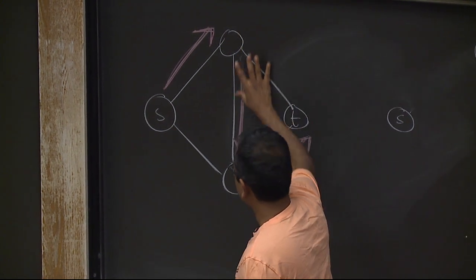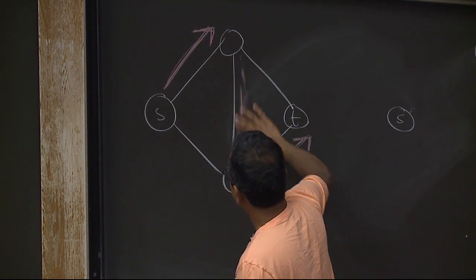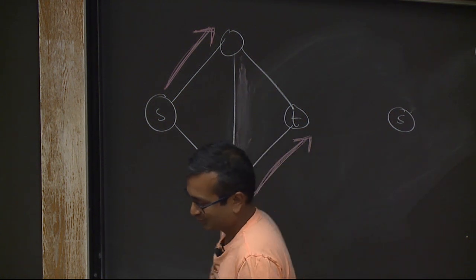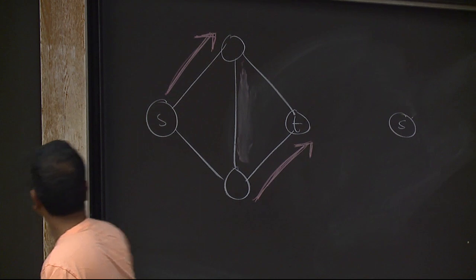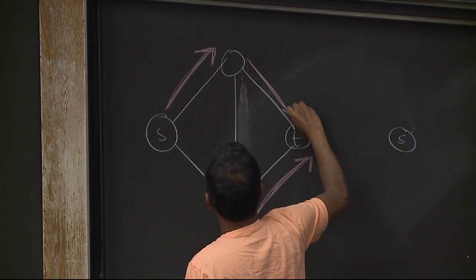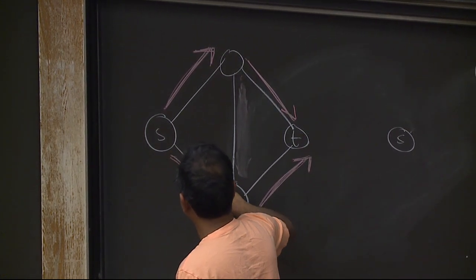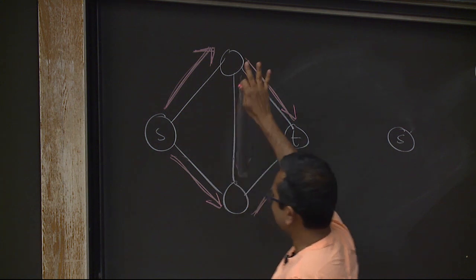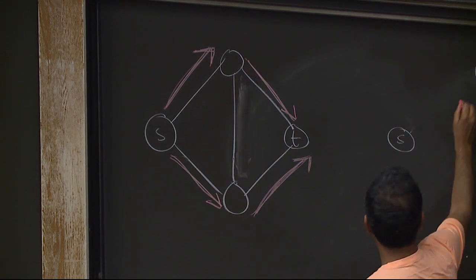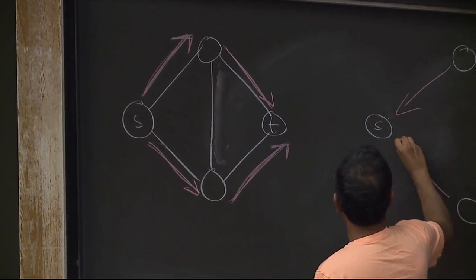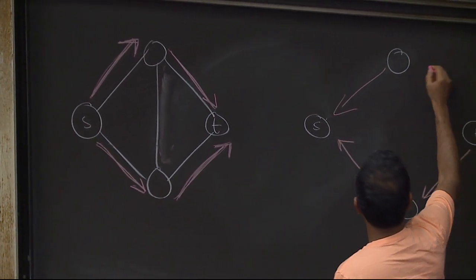Sorry, this is not a max flow of the graph. Let me draw a max flow of the graph. Okay, so this is a max flow of the graph. So now once I have a max flow, what I can do is I can compute the residual network. In this case, the residual network will look like this. It's kind of the opposite of the flow.